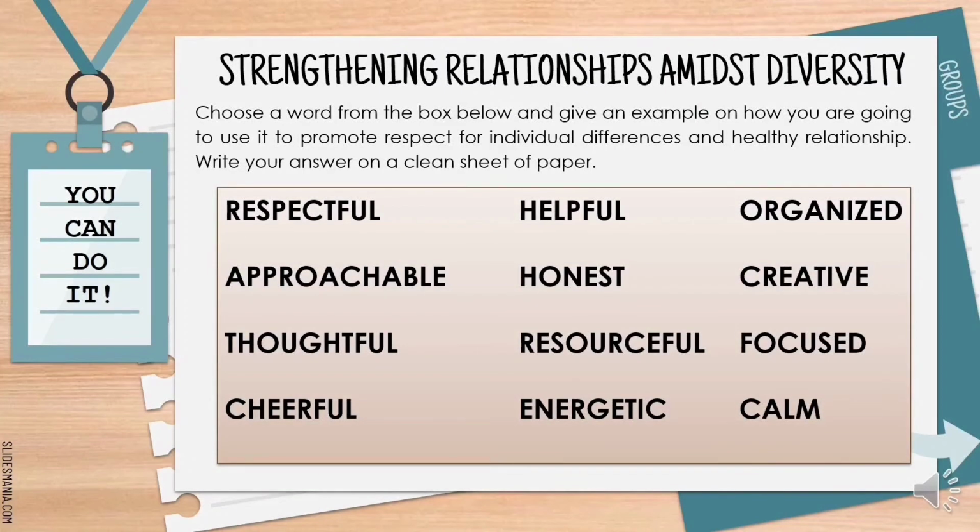We have respectful, approachable, thoughtful, cheerful, helpful, honest, resourceful, energetic, organized, creative, focused, and calm. You just need to choose one word and how you are going to use it to promote respect for individual differences and healthy or good relationship. Do you understand, class? So once you're already done in our activity under You Can Do It, let us proceed in our next activity.